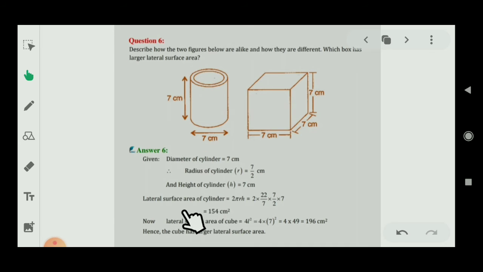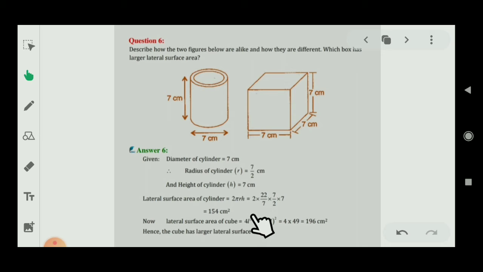Now lateral surface area of a cylinder. The formula of the lateral surface area of cylinder is 2 pi r h. Student, as we know that pi's value is 22 upon 7. Then r's value is given in the question, that is 7 upon 2, and h value is given in the question also, that is 7. And after solving it, its value is 154 centimeter square.